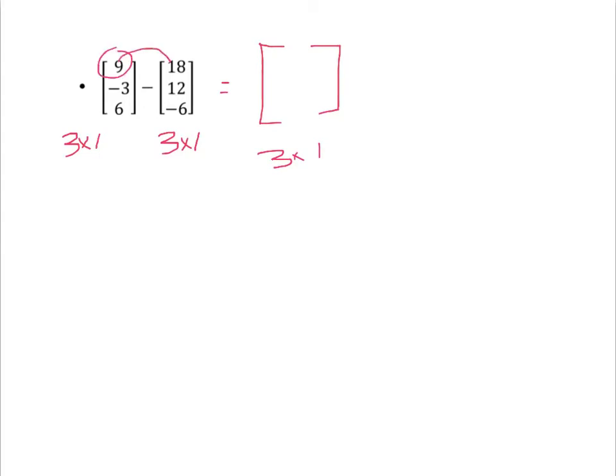9 minus 18 is negative 9. Negative 3 minus 12 is negative 15. 6 minus a negative 6, remember, so minus a negative is plus a positive, is positive 12.